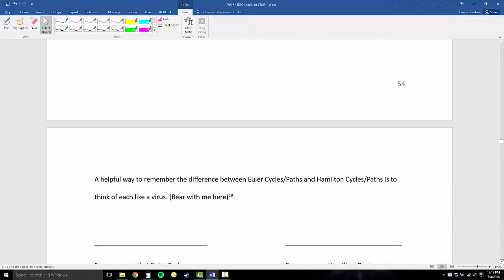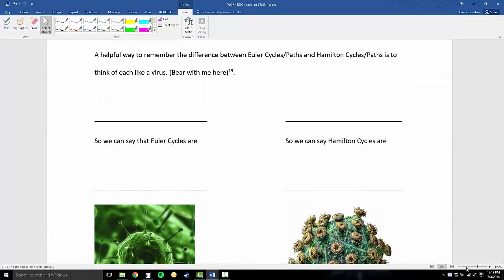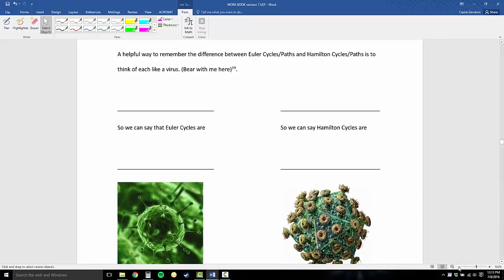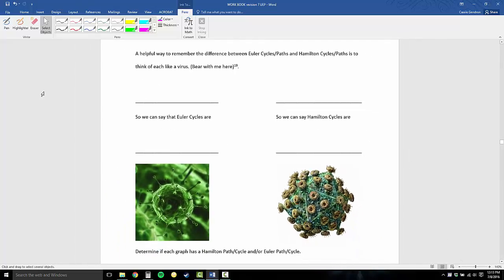But let's look at a helpful way to remember these. I'm going to zoom out a little bit so you can see these pictures. This picture right here is the triple E virus. Since Euler is every edge, we can say that Euler cycles are the triple E. Hamilton deals with vertices, so Hamilton is vertex.